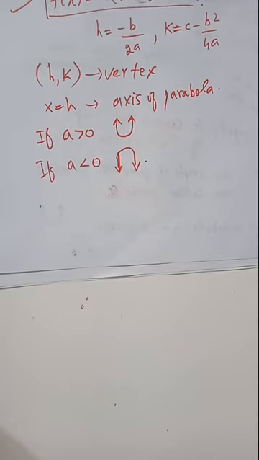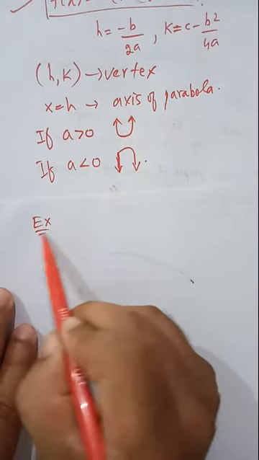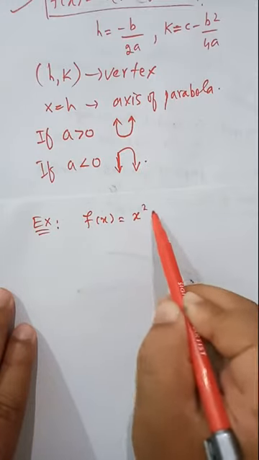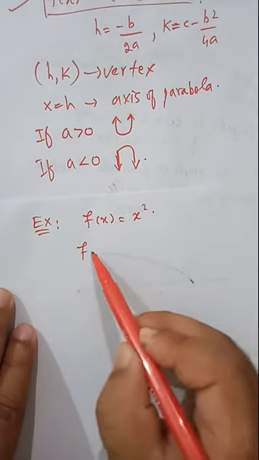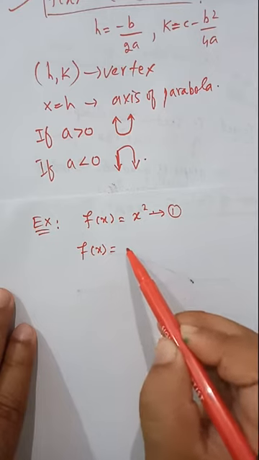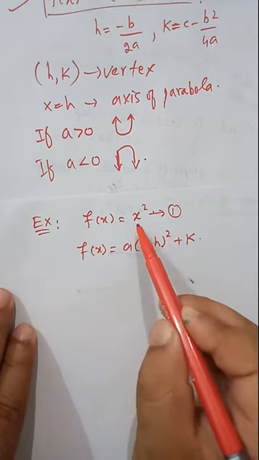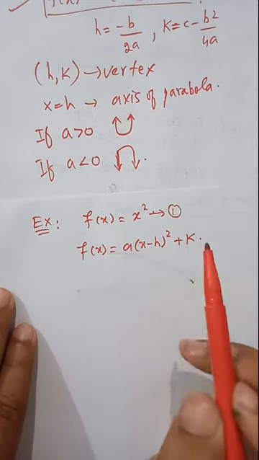Okay, wait a minute, I will search for a page. Okay, example, f of x is equal to x square. Now compare this with this function. Comparing, let's say this is 1 and f of x is equal to a into x minus h whole square plus k. It is obvious that this is quadratic. So if it is quadratic, so the graph must be the parabola.